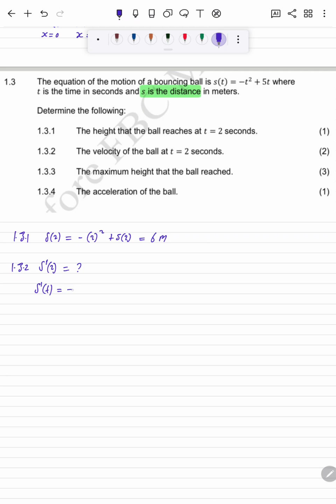You take that thing and you find the derivative of that thing with respect to t. So that's going to be negative 2t plus 5. And then you're going to replace t by 2. Because that's going to be negative 2 times 2 plus 5. And that's going to be 1 meter per second, because we know that velocity is measured in meters per second.